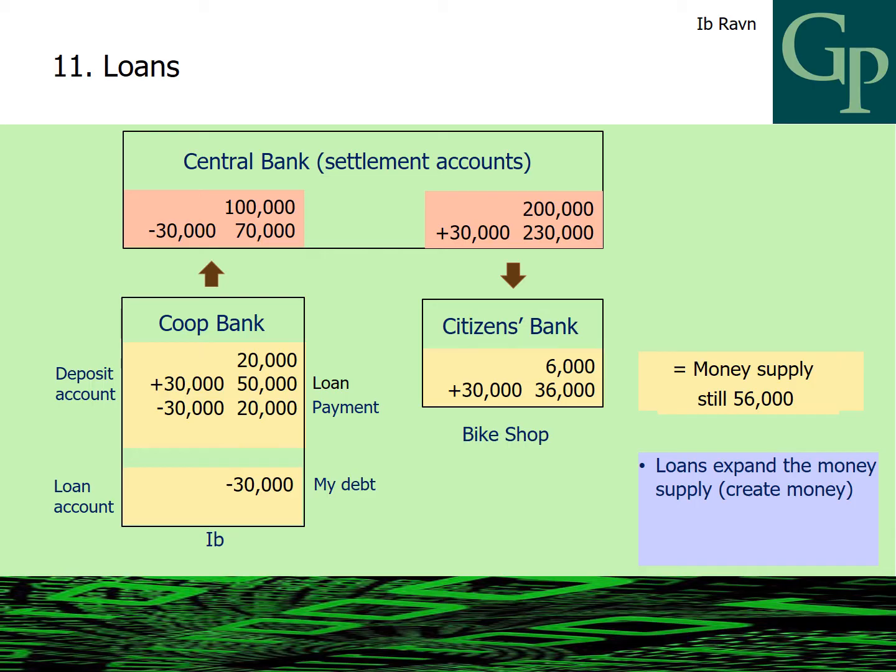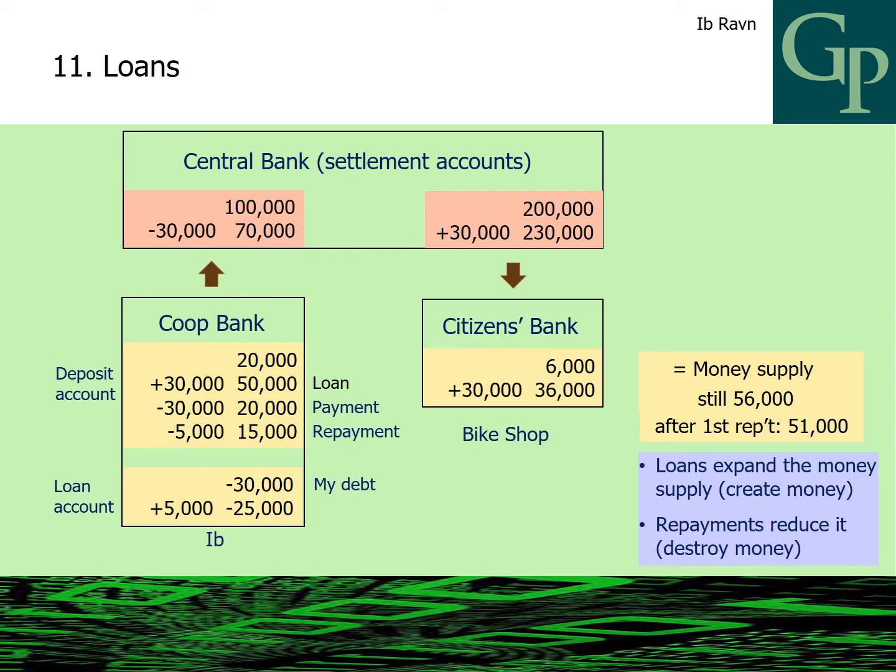Let's see what happens when I repay the loan. In the loan agreement, I agreed to repay the loan by 5,000 kroner every year the next 5 years, plus interest, but ignore that. This is money, the 5,000 kroner, that I must subtract from my deposit account and transfer to my loan account. Doing that, I reduce the national money supply. It was 56, now it is 15 plus 36 equals 51,000 kroner. Money is destroyed or retired from the economy. Repayment shrinks the money supply.